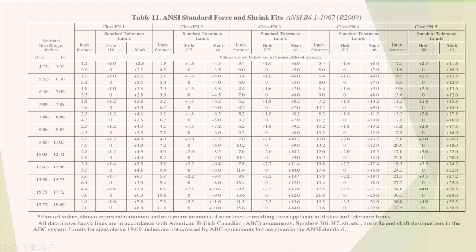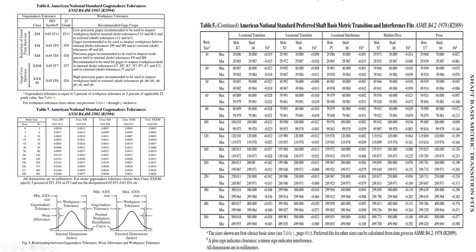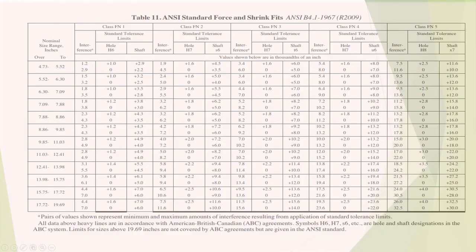And then force fits are those fits when we have to fix one part into another part. We denote it with FN, and here in this table I have the tolerance grades FN1 to FN5. So we can say this is an interference fit, and this upper size is the interference and the lower size is the maximum interference.